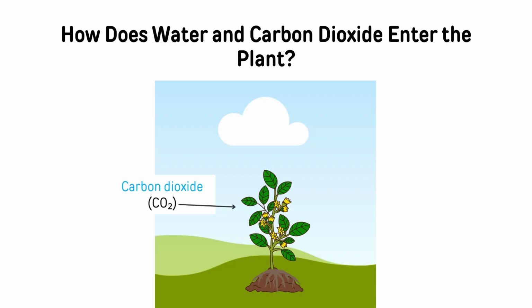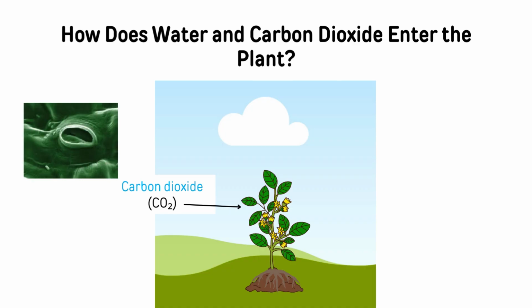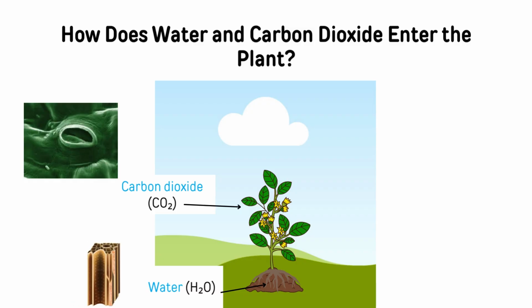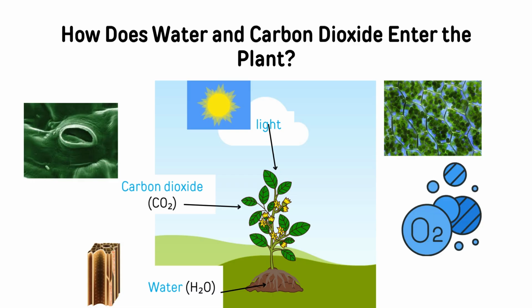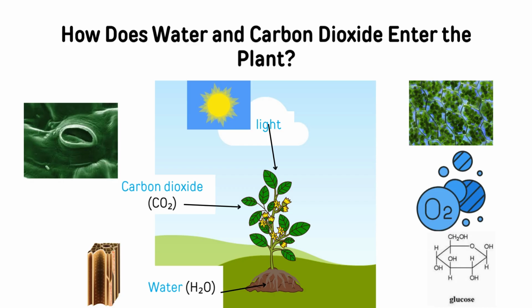Photosynthesis begins when carbon dioxide enters the leaf through tiny openings called stomata. Water is absorbed by the roots and transported to the leaves through xylem vessels. Sunlight provides the energy needed for the process, and this energy is absorbed by chlorophyll. As a result, two key products are produced: oxygen, released into the atmosphere through stomata, and glucose, which serves as the plant's energy source and is transported via phloem vessels to other parts of the plant.